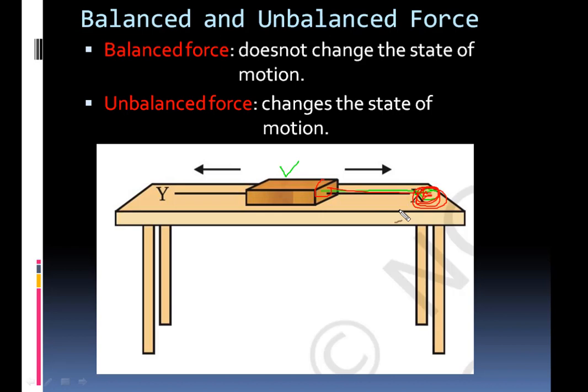Okay. So a certain amount of force is being applied by the mouse to the book. Still the book is in a balanced condition. So in that case, this kind of force is known as balanced force. Let me give you some more examples. Suppose this is a truck.